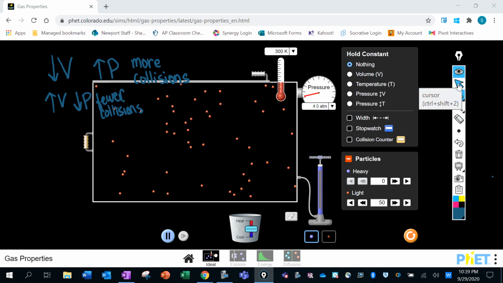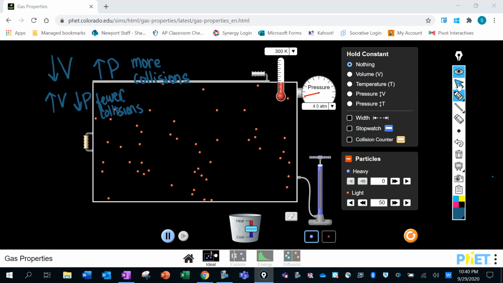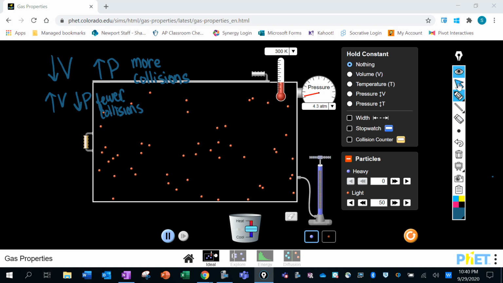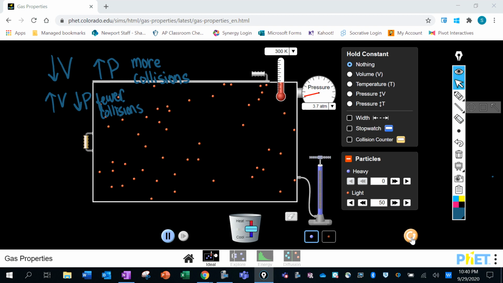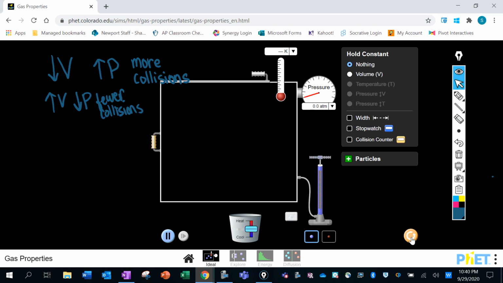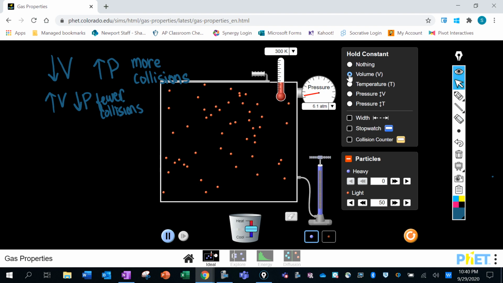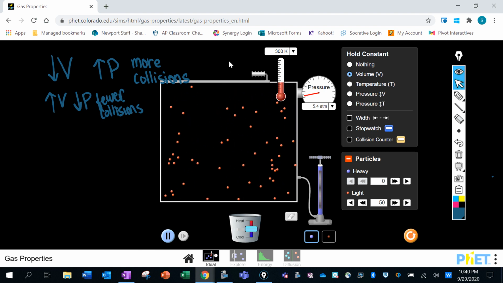All right, so that's our pressure-volume relationship. Notice how we're only ever changing one variable at a time. The temperature remained constant this whole time, and the number of particles in our container remained constant. Make sure you're only changing one variable. Okay, so we're going to restart this, and this time let's look at the temperature-pressure relationship. This time I'm going to hold volume constant, and I'm going to heat it up.